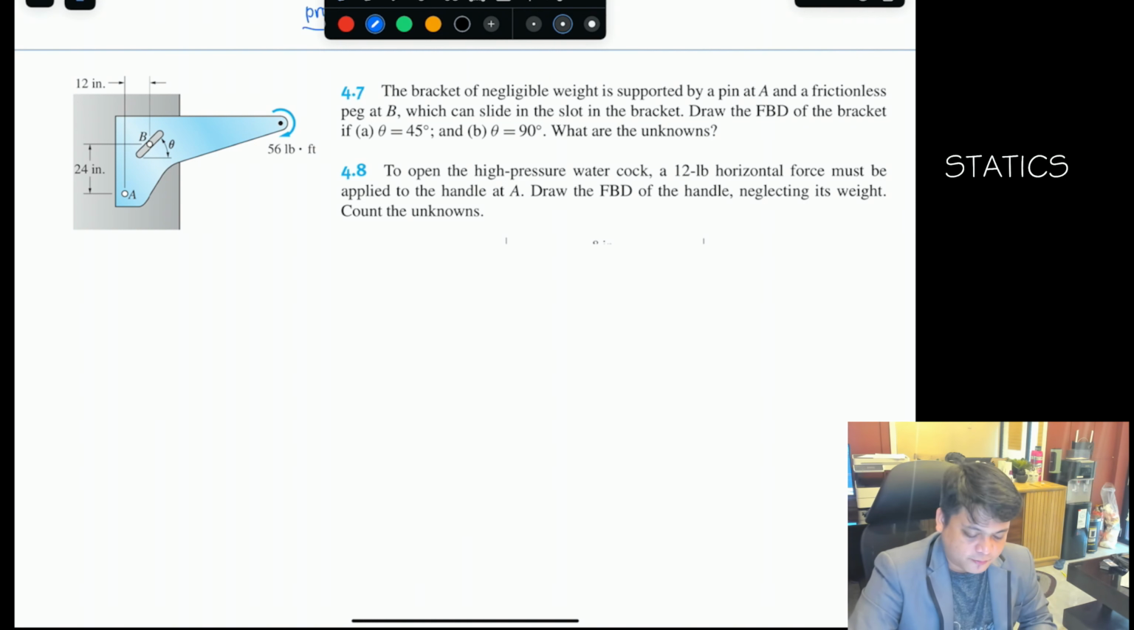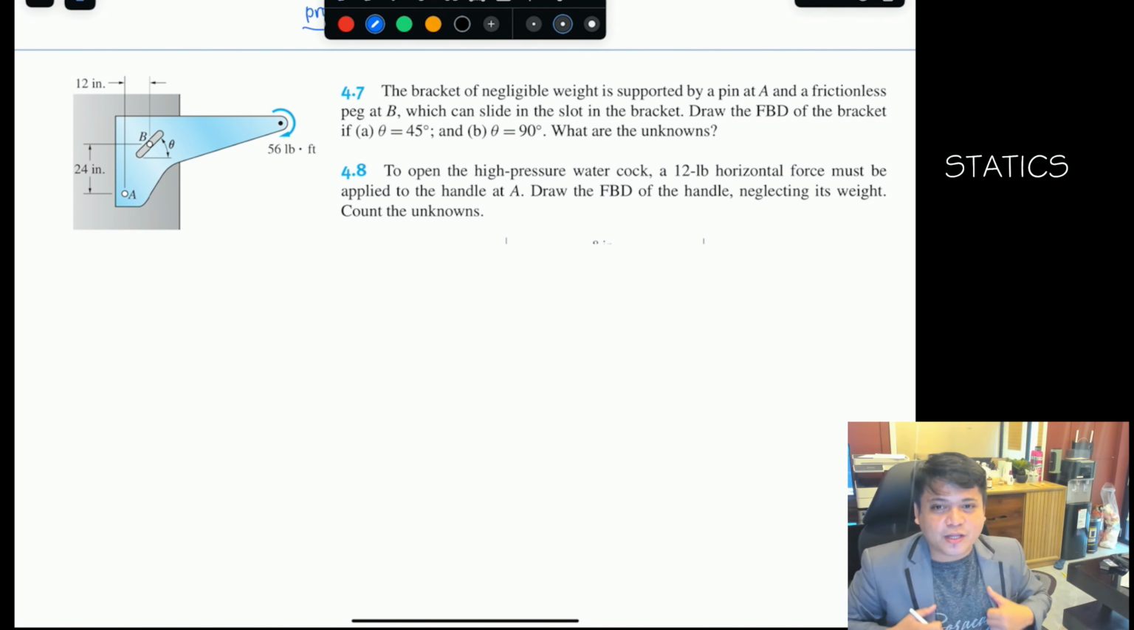Okay, so let's have problem 4.7, the bracket of negligible weight. So, ibig sabihin, hindi natin consider yung weight ng bracket. Is supported by a pin at A and a frictionless peg at B, which can slide in the slot in the bracket. Draw the FBD of the bracket if theta is 45 degrees in part A and if it is 90 degrees in part B, and what are the unknowns. Okay.